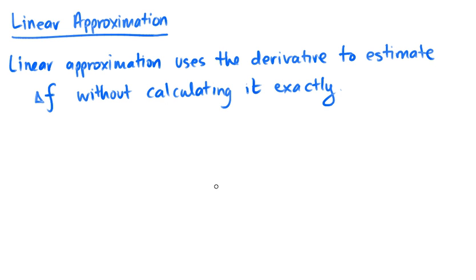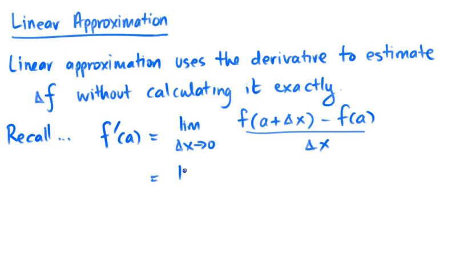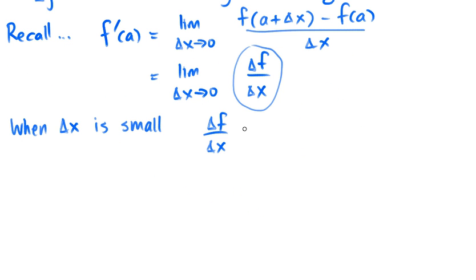If we remember the derivative definition, what we're really calculating is the limit as the change in x becomes really small. That gives us the change in y, the change in the function, over the change in x, essentially the slope. When the change in x is really small, the difference in f compared to the change in x is approximately equal to the derivative at that point.